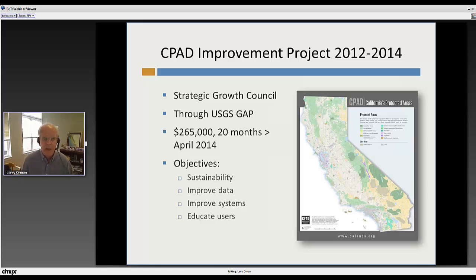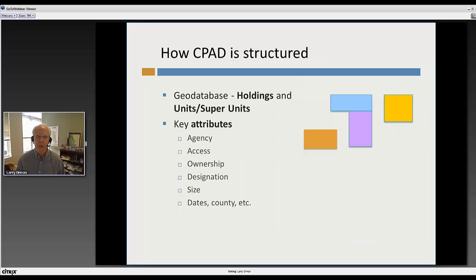We also believe, and I'll talk about this later, that we will in fact get ongoing state funding now to keep it up, and that'll be just a great thing. It's a relatively inexpensive data set for such a widely used statewide data set.